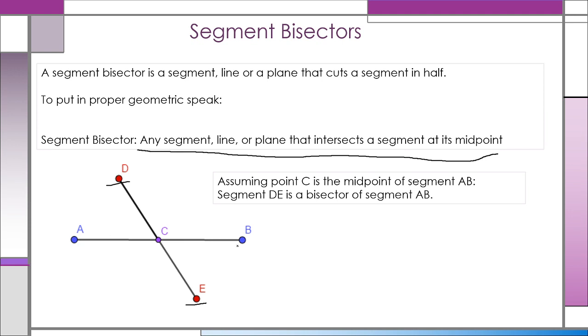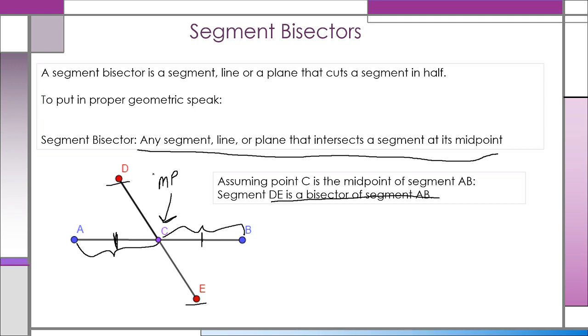Why? Well, because AB is a segment and DE cuts it in half. So this right here is congruent to this right here. This distance A to C is equal to this distance C to B. Because DE cuts it in half, we say that DE is a bisector of the segment, or a segment bisector. If it is a segment bisector, that means the point of intersection, namely this point C right here, is the midpoint, or MP, of this segment, because that's the halfway mark where it gets cut in half.